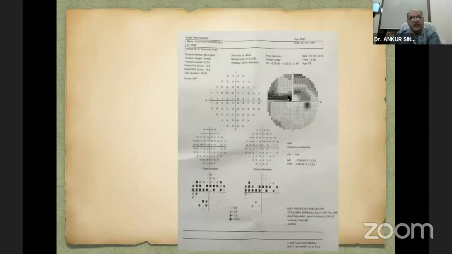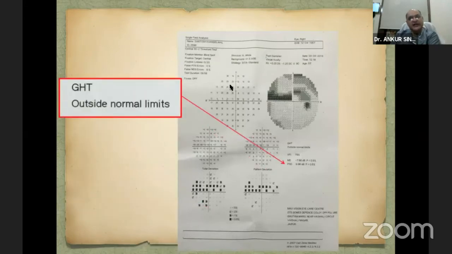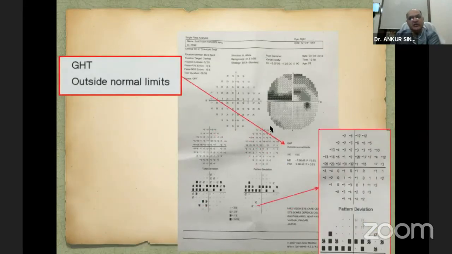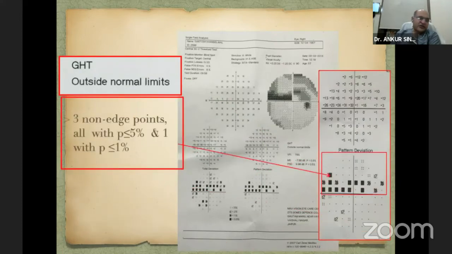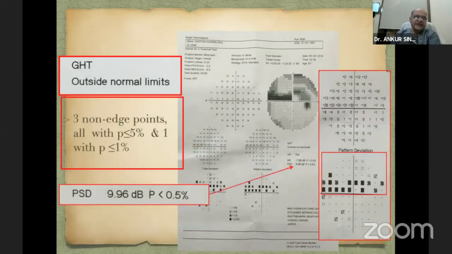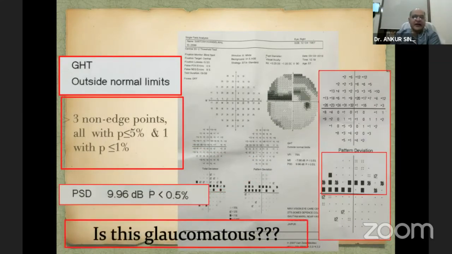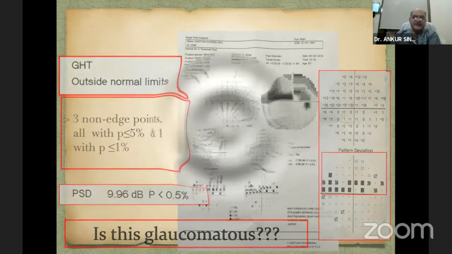She comes to us with these kinds of visual field defects, and we see that the GHT is outside normal limits. There are more than 3 non-edge points with a depressed value of less than 5%, and 1 with a P value of less than 1%. PSD is definitely more than 5%. And is this glaucomatous? Probably yes, it is glaucomatous.